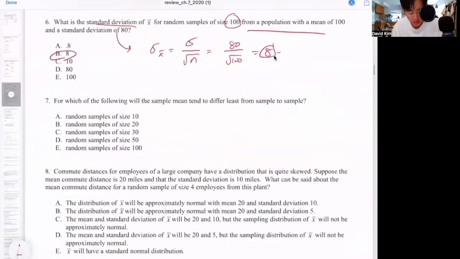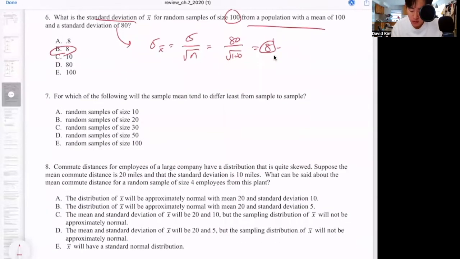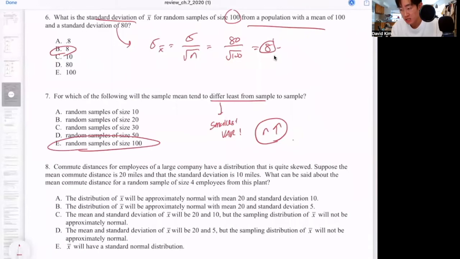So that's B. Number 7: for which of the following will the sample mean tend to differ least from sample to sample? Differ least means the smallest variability, so we want the n to be the largest one possible. So that should be E.